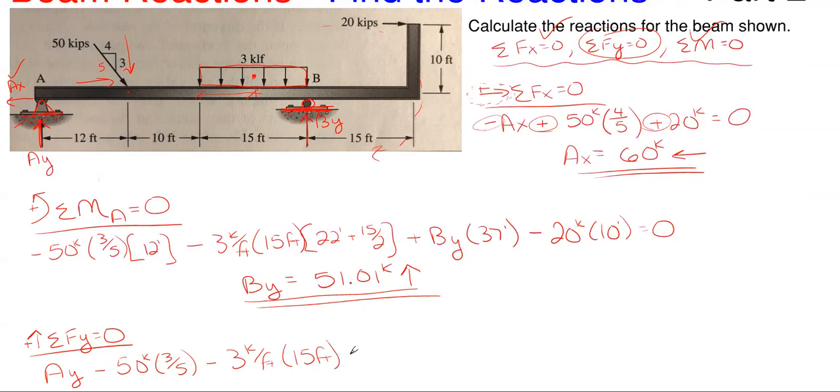And then we have b sub y. It is upward at 51.01 kips. And then the 20 is horizontal, so don't include it. So that's all that I have equal to 0.